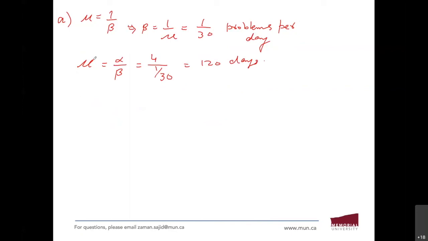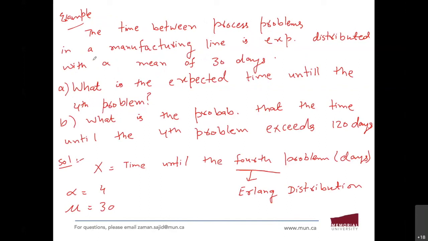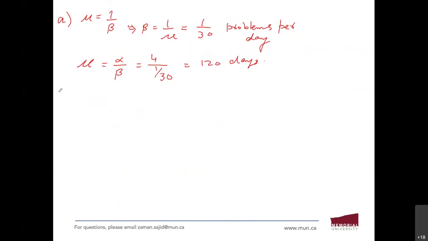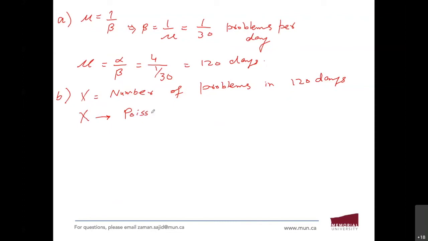Now in part B, he was asking what is the probability that the time until the fourth problem exceeds 120 days. So this is related to the Poisson distribution. As I mentioned in the previous slide, the Poisson distribution is used to model the number of events in the future. So in part B, let's say my X is equal to the number of problems in 120 days. Then X is a Poisson random variable.